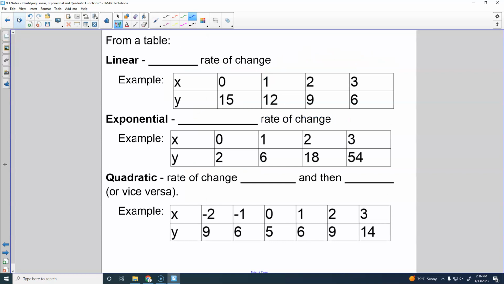Okay. These are the most difficult to figure out. Okay?